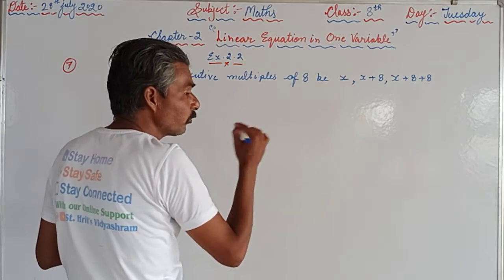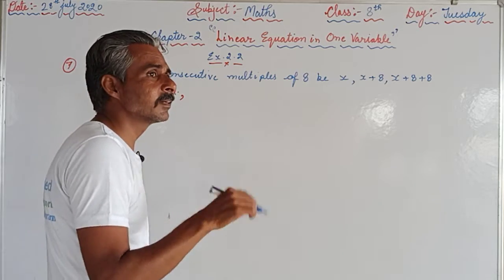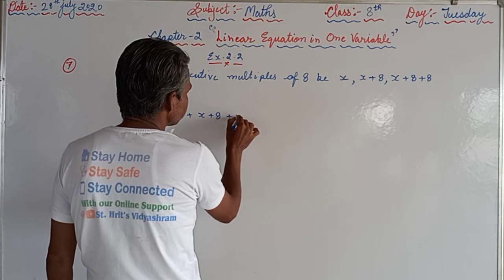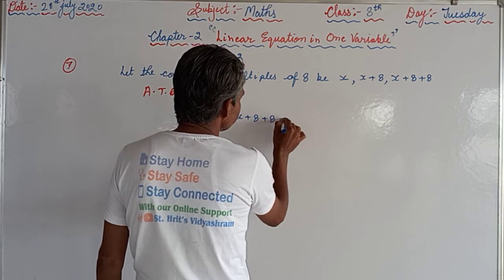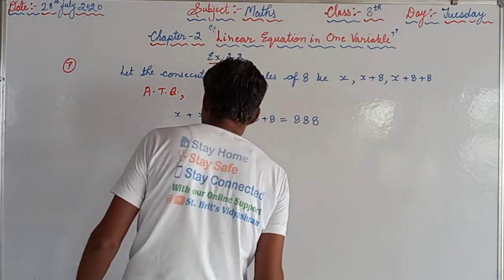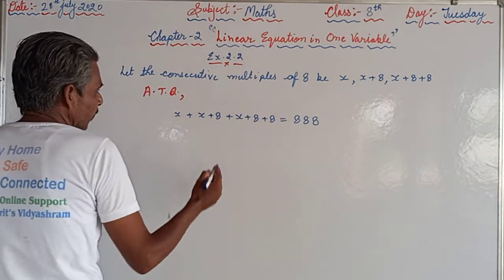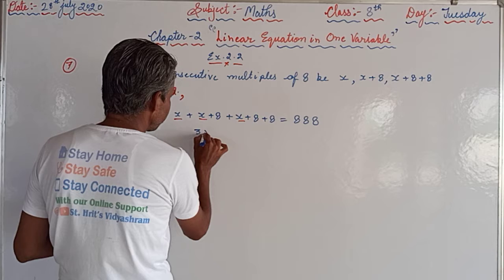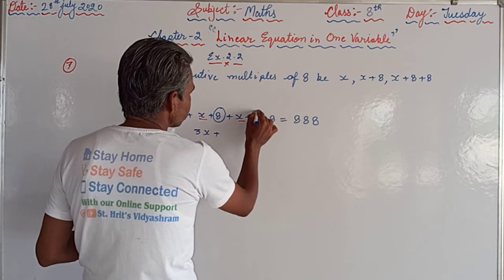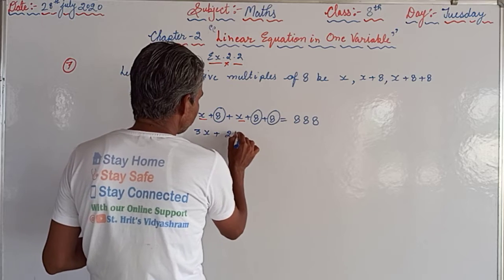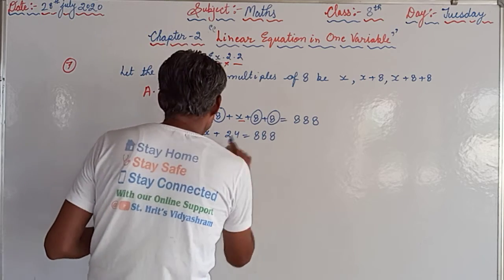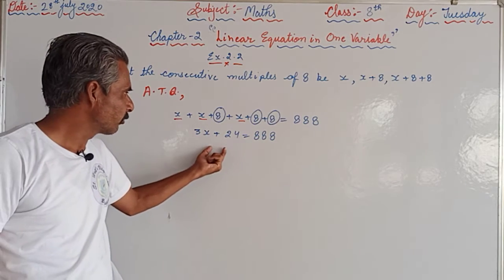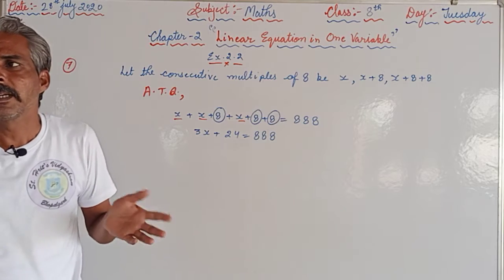The sum of 3 consecutive multiples of 8 is 888, means x plus x plus 8 plus x plus 16 is equal to 888. Now we can add the x's: 1, 2, 3. 3x plus 8 plus 16, that is 24, is equal to 888. So we have done half the part. Half the part means we have already framed the linear equation in one variable from the given information.